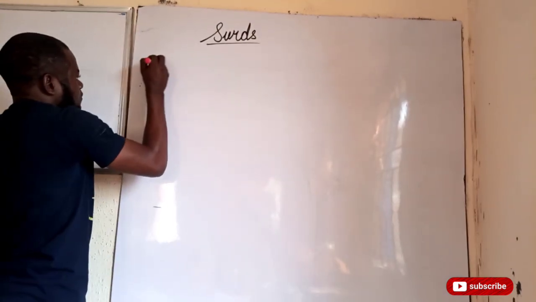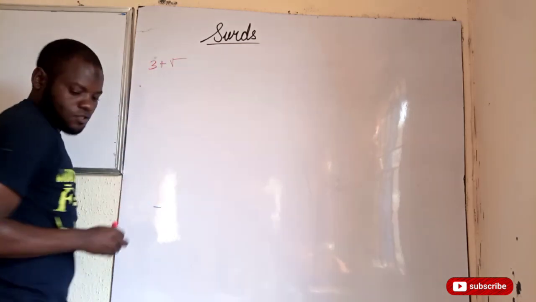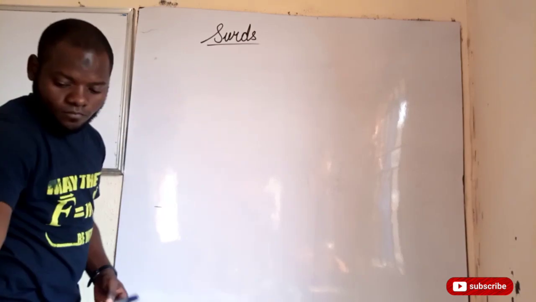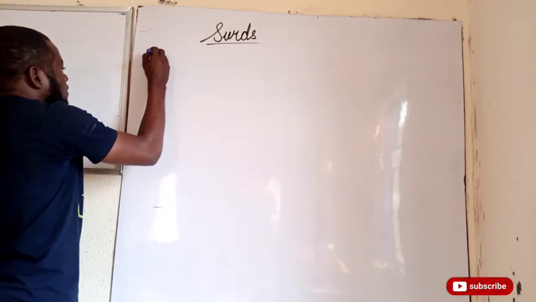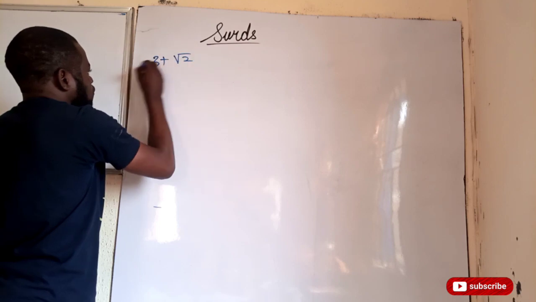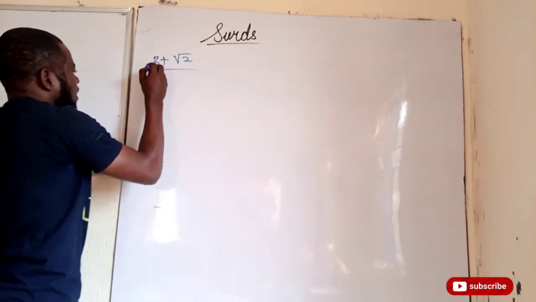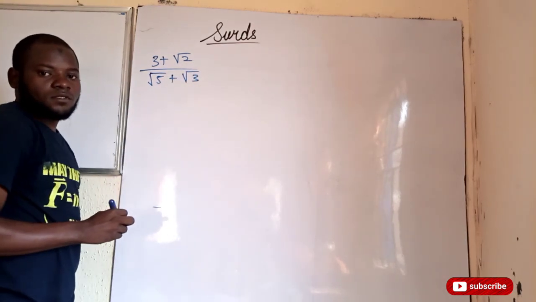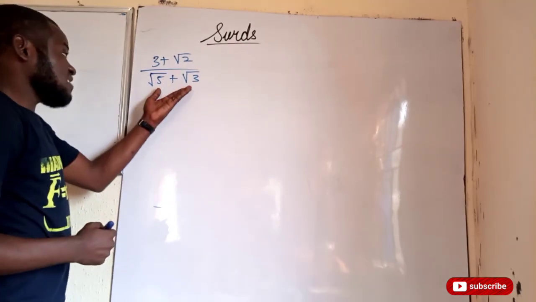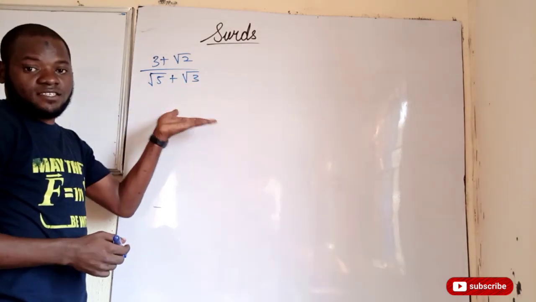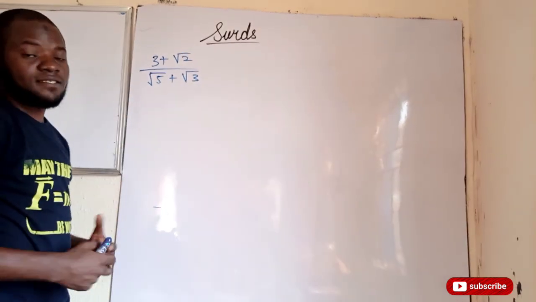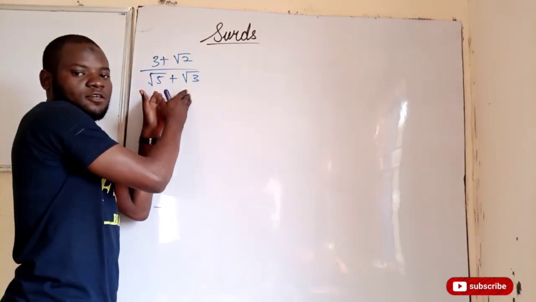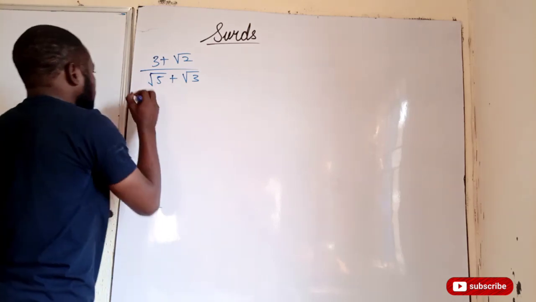Okay, I think this marker is not writing well. We have to rationalize 3 plus the square root of 2 divided by root 5 plus root 3. This is the same thing as asking us to simplify this question. The first thing we should ask ourselves is, what is the conjugate of the surds at the denominator?